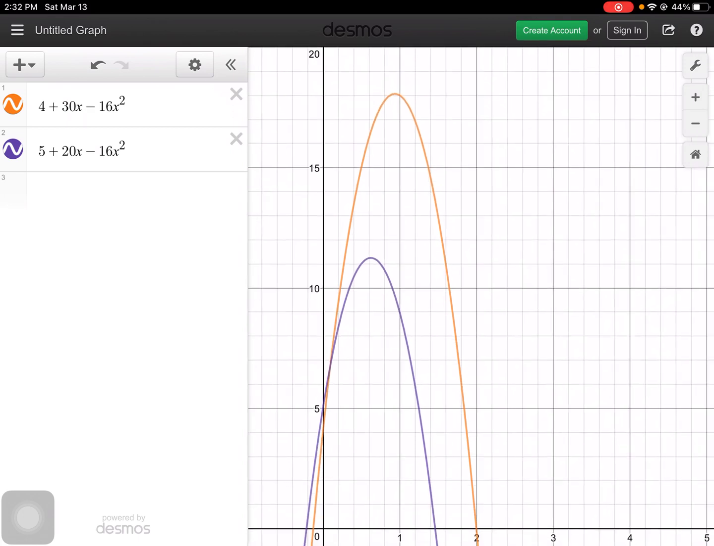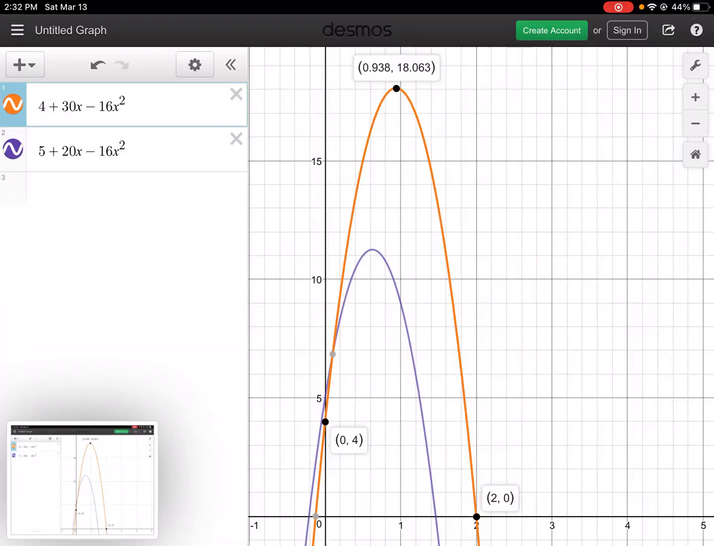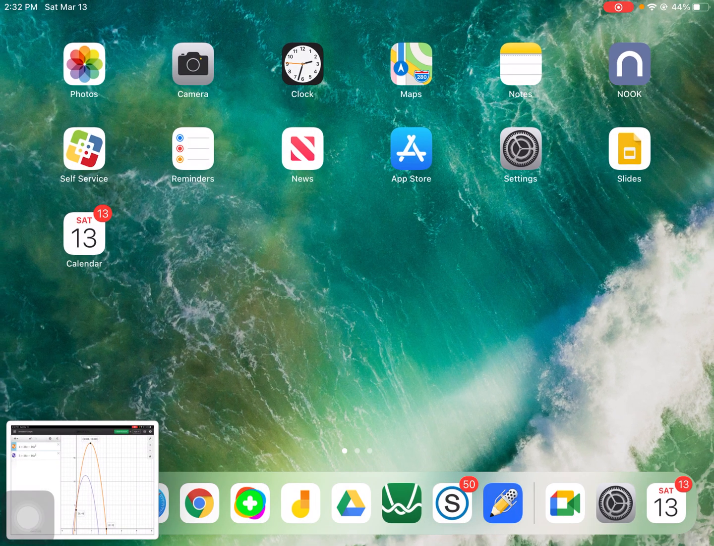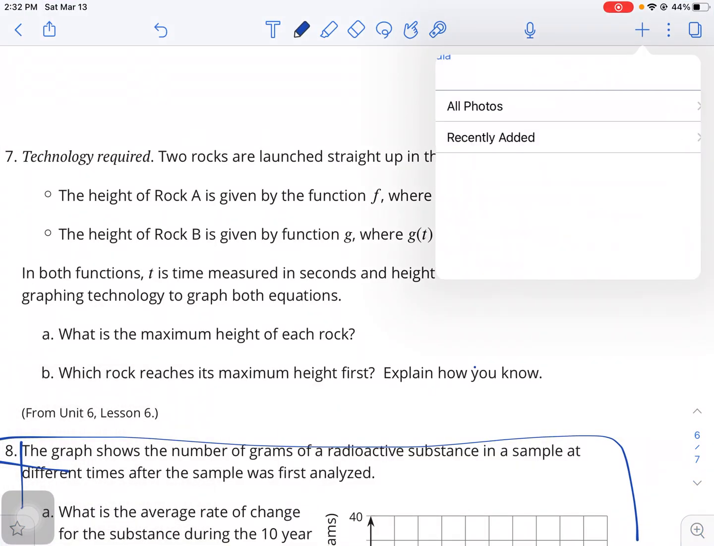These are two rocks launched straight up in the air. So it looks like one is launched here at 0, 4. The other one is launched at 0, 5. This one hits a maximum height of 11.25, and that one hits a maximum height of, let's put all of these points on, and then we can kind of screenshot it and go over and answer the questions. So let's add that in.